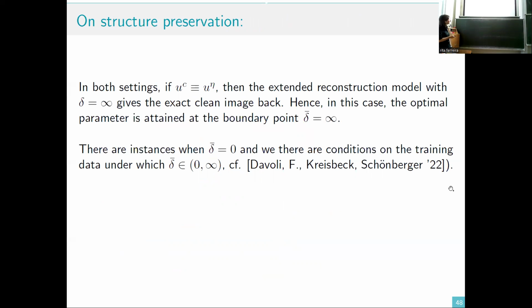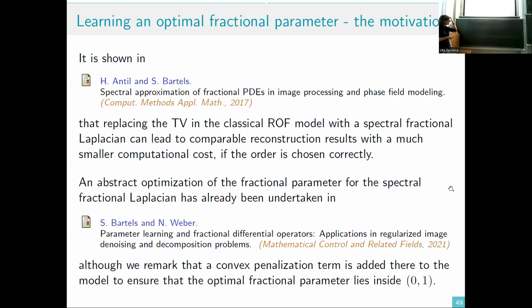Okay, and then as the final application, which I just have a couple of slides about, and then I'm done. But this is again a case of a completely different nature from the previous one, where we are trying to learn the optimal fractional parameter, and the motivation comes from this paper where they show that by using a fractional Laplacian as the regularizer, it can lead not necessarily to better results, but to more efficient numerical algorithms.